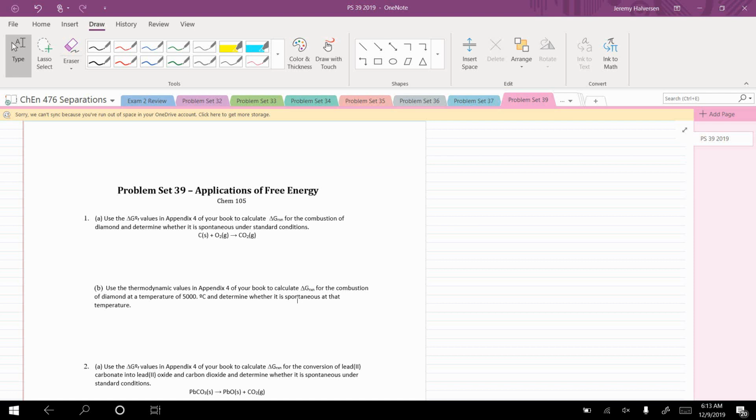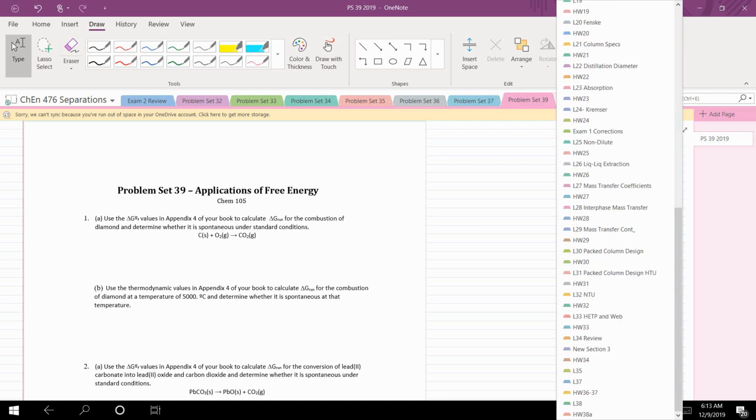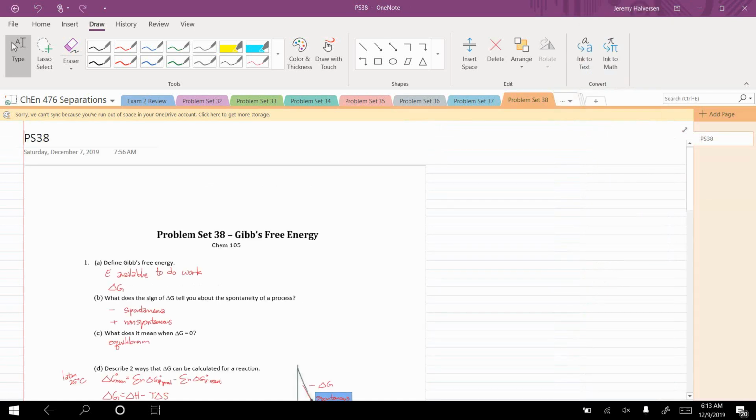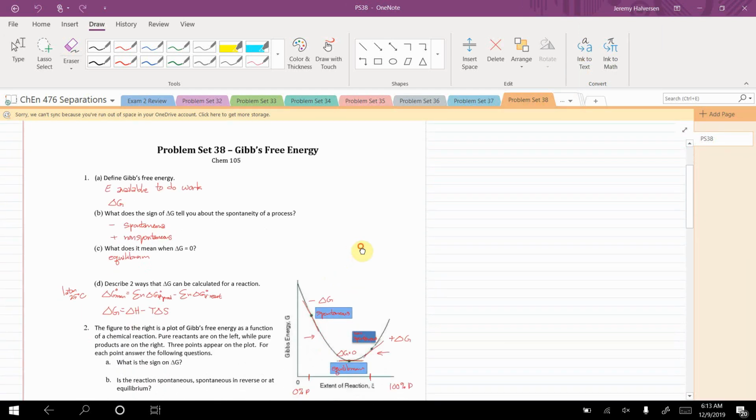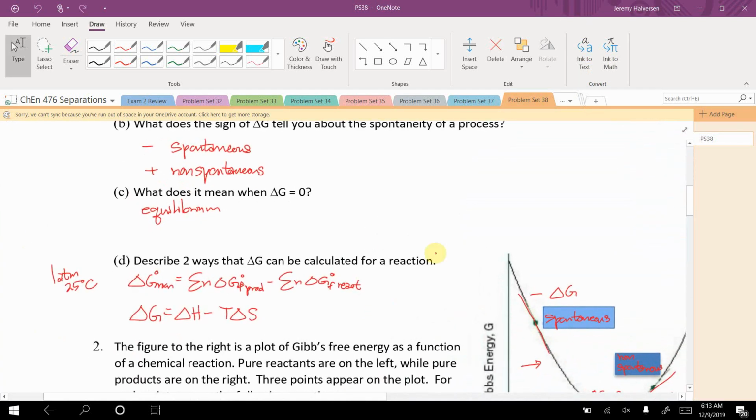But one thing just to be reminded of that we talked about in problem set 38 was the two ways that we can calculate delta G for a reaction. One of the ways was that delta G of the reaction is equal to the delta G's of formation of products minus the delta G's of formation of reactants. You have to remember that because we're using delta G naughts of formation for each thing, we're going to get our delta G of reaction at standard state, 1 atmosphere and 25 degrees Celsius.